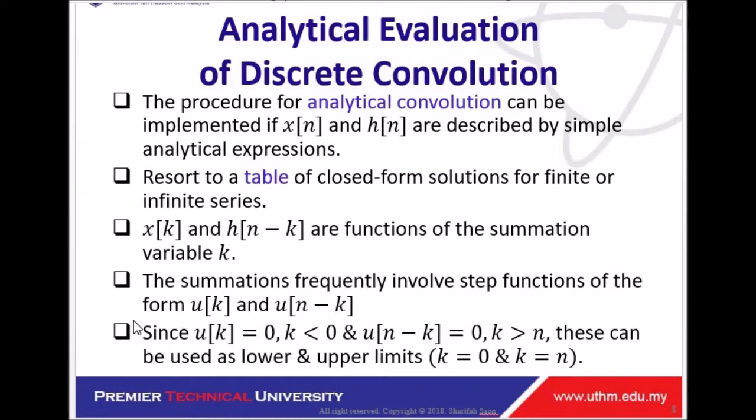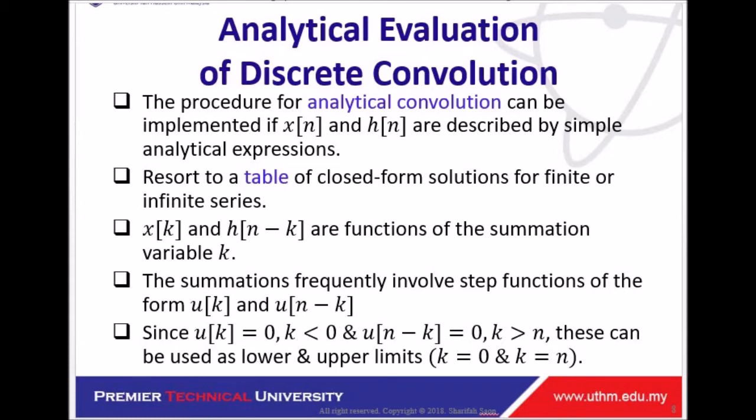Next is the analytical evaluation of the discrete convolution. The procedure of the analytical convolution can be implemented if x[n] and h[n] are described by a simple analytical expression. In this convolution, we usually see u[k] and u[n minus k]. We always involve these functions. But what do you know about them, and how do you draw u[k] and u[n minus k]?